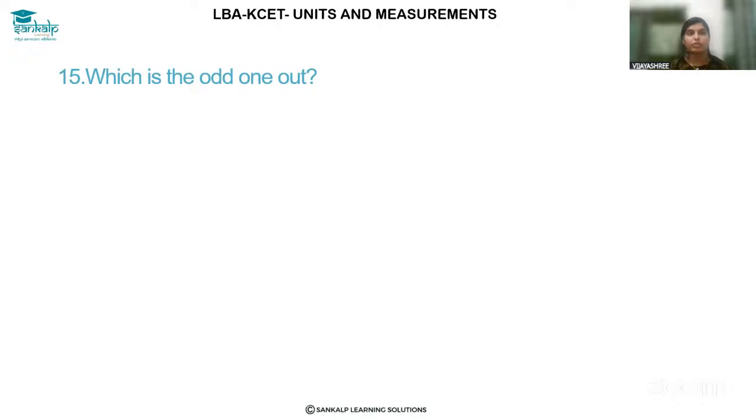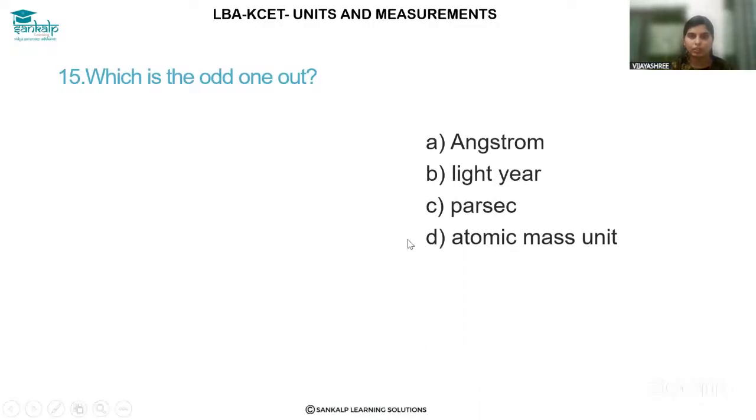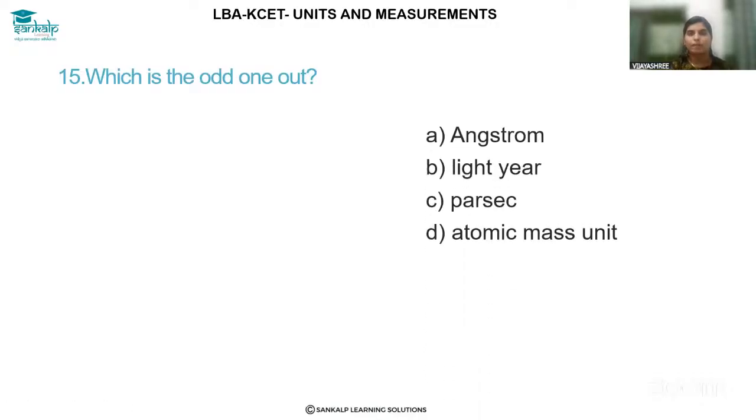Let us look at question number 15. Which is the odd one out? Let us look at the options. Option A, Armstrong. Option B, light year. Option C, parsec. And option D, atomic mass unit. So let us carefully observe each option. Let us analyze the options one by one.